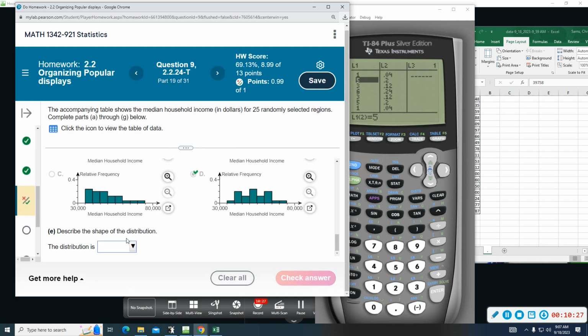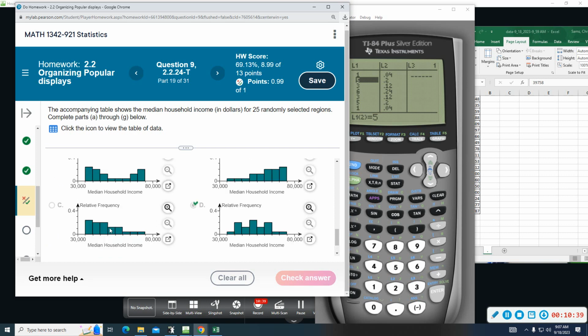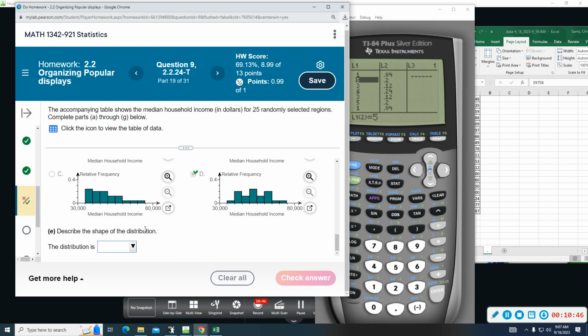And we want to describe the shape of the distribution. So we talked about the shapes: uniform, skew to the left, skew to the right, and bell shape. So this appears to be more bell shape. I mean, a lot of them have. When the tail is steady dropping, we can say skewed left or right. And so we're going to say bell shape for this one. Looks like to be the best.